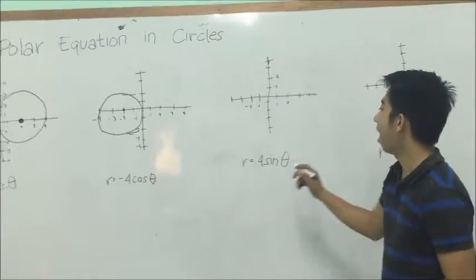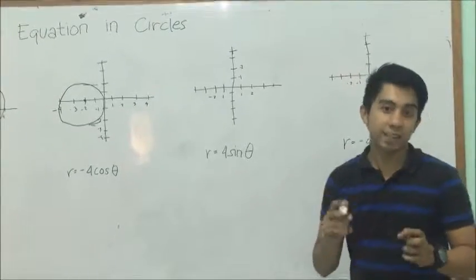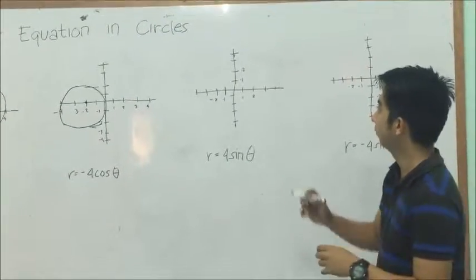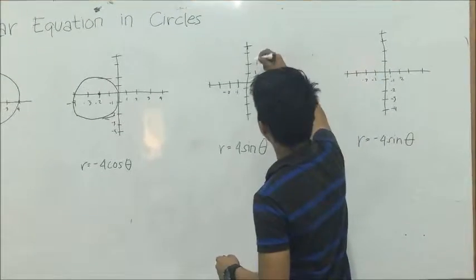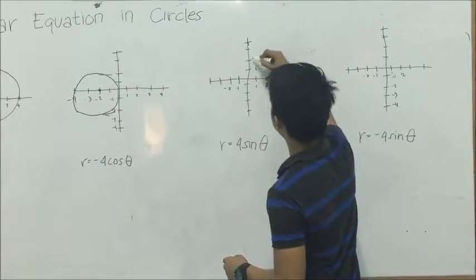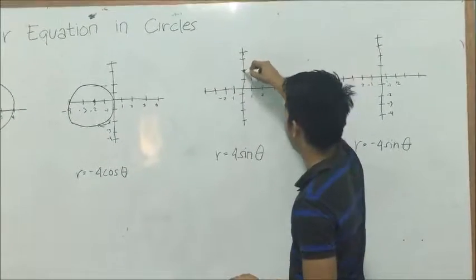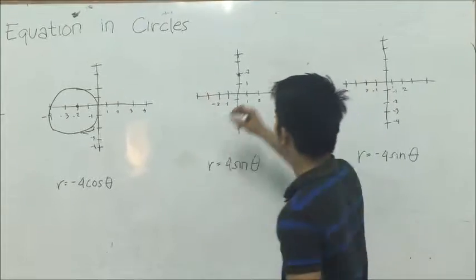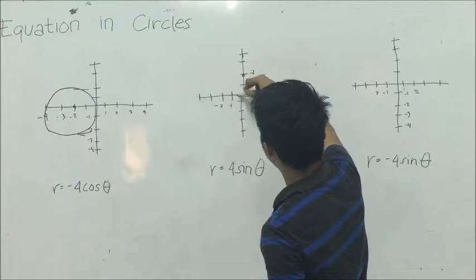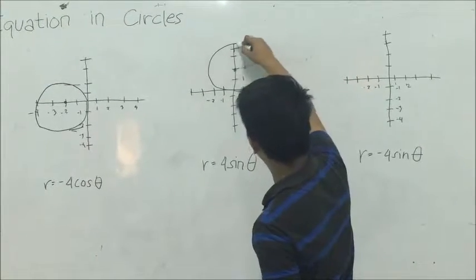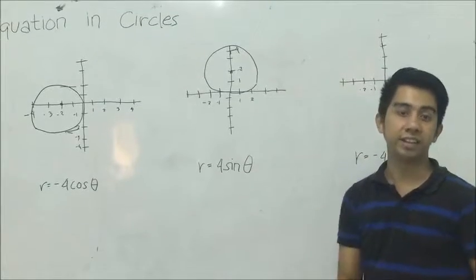Third is r equals 4 sine theta. Since it is sine, you can put it positive on the upper side. So 4, we get 2 here. This will be our center of the circle. Then we can draw a circle which is aligned with the 2 and the other 2, which is 4. So this is r equals 4 sine theta.